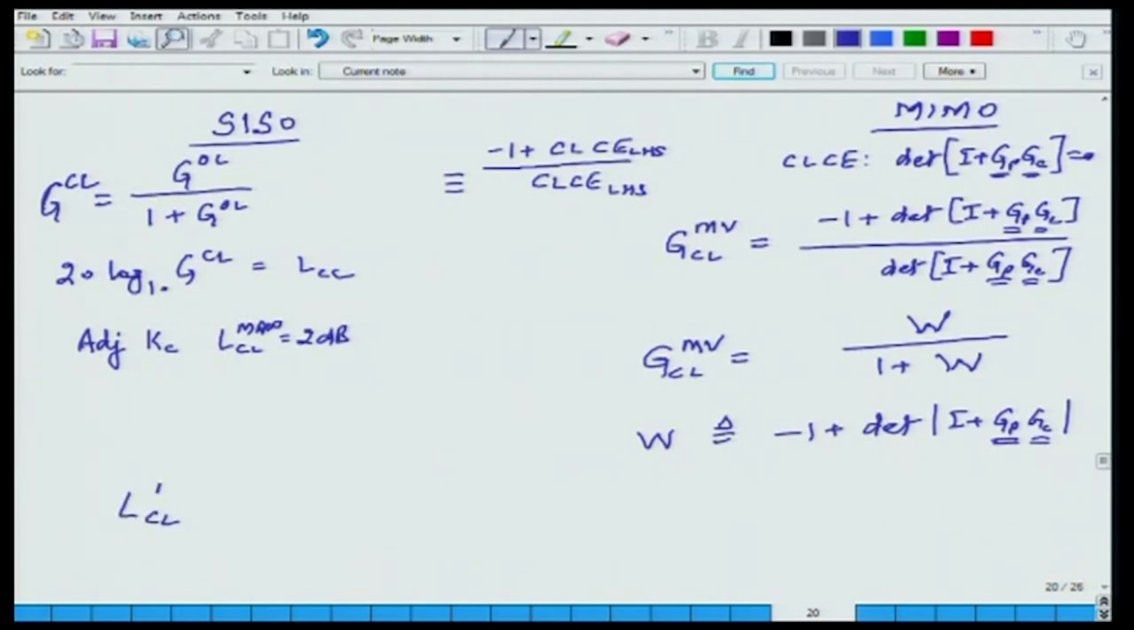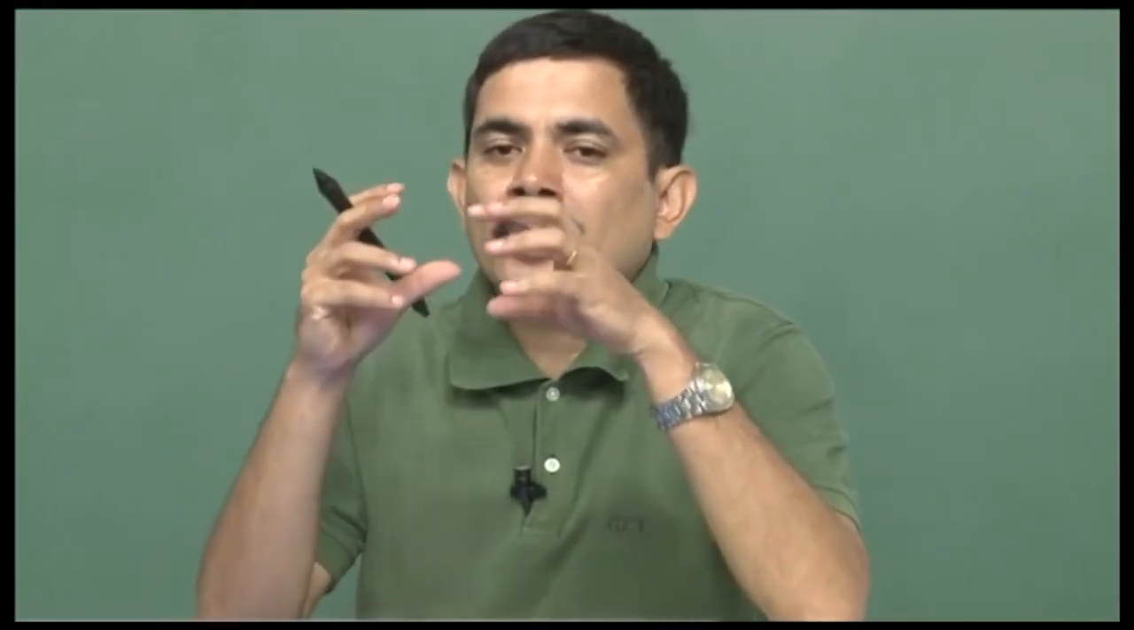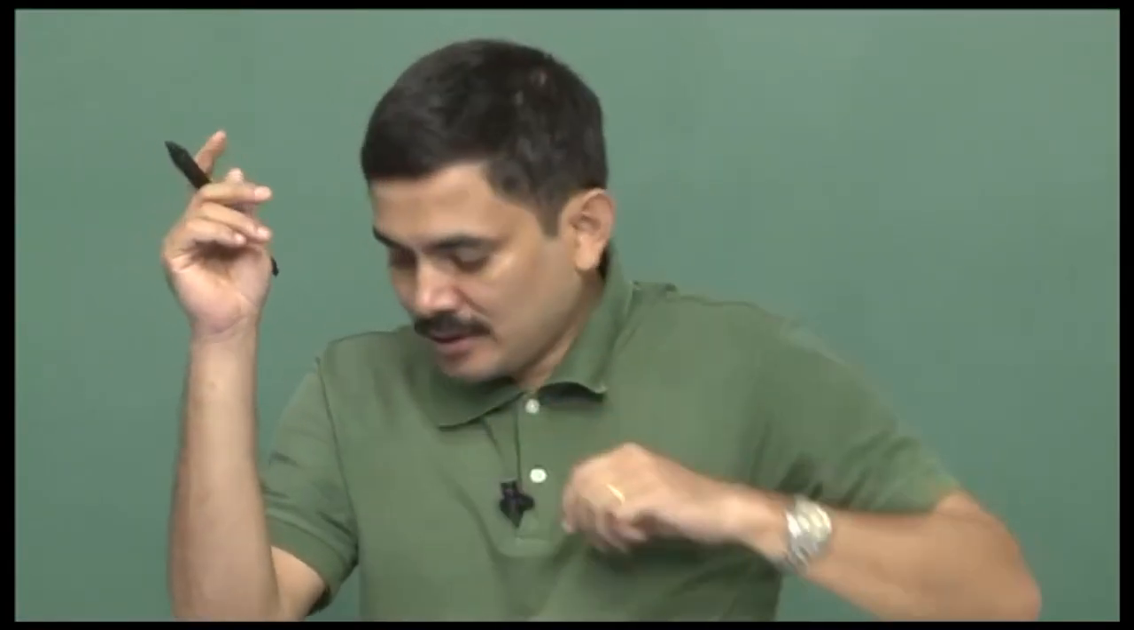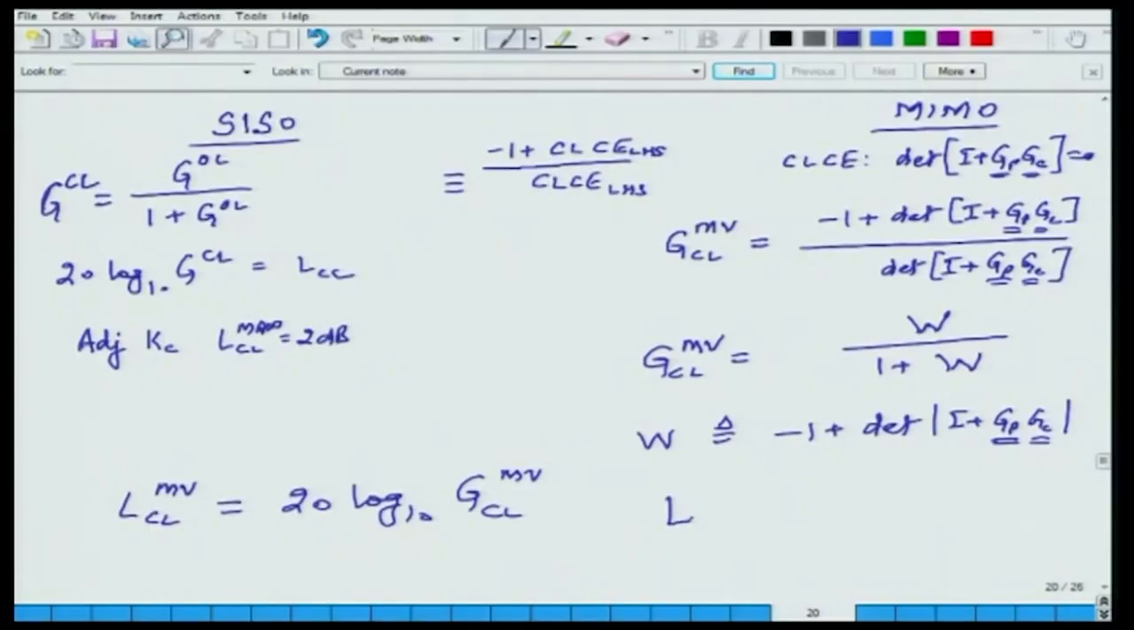Therefore, LCL multivariable by analogy is 20 log on base 10 of GCL multivariable, and now what I must do is choose my tuning parameters for the decentralized controllers in a manner such that LCL multivariable max is approximately equal to the number of loops times 2 dB, because each loop, yeah, so number of loops.